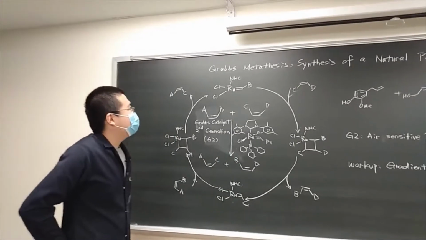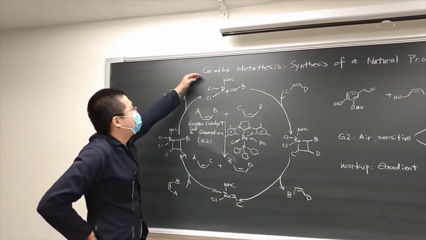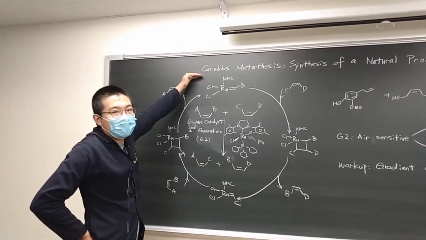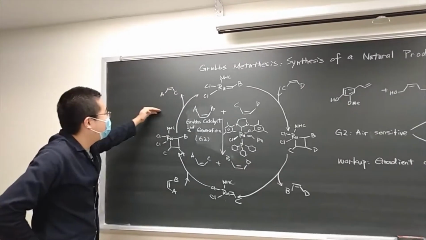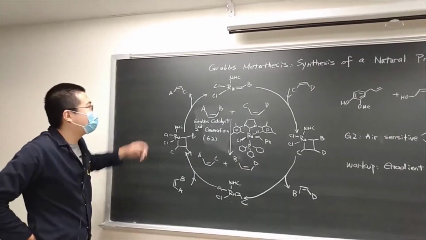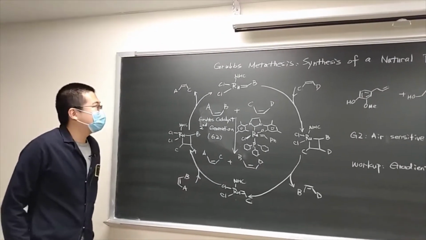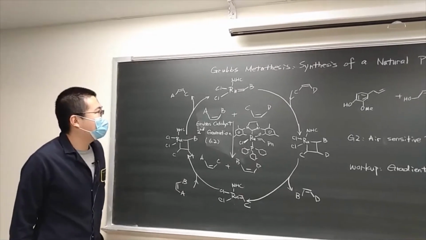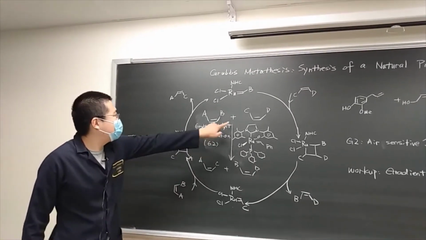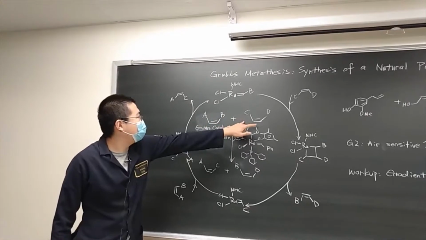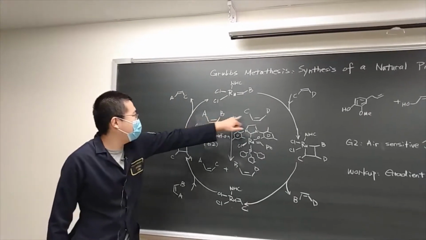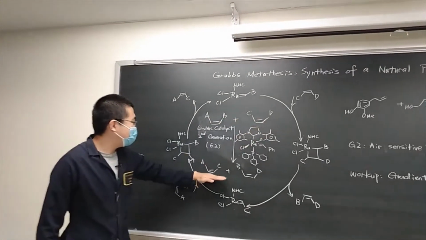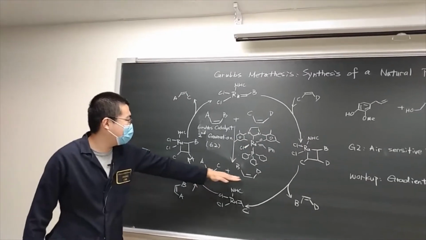Okay, so today's experiment we're going to do is the Grubbs Metathesis. Before we start, I want to briefly mention the history of this reaction. The Grubbs Metathesis is also known as the alkene metathesis. So basically, it's the exchange reaction between the two alkenes, from like A-B plus C-D, then finally you get A-C and B-D.